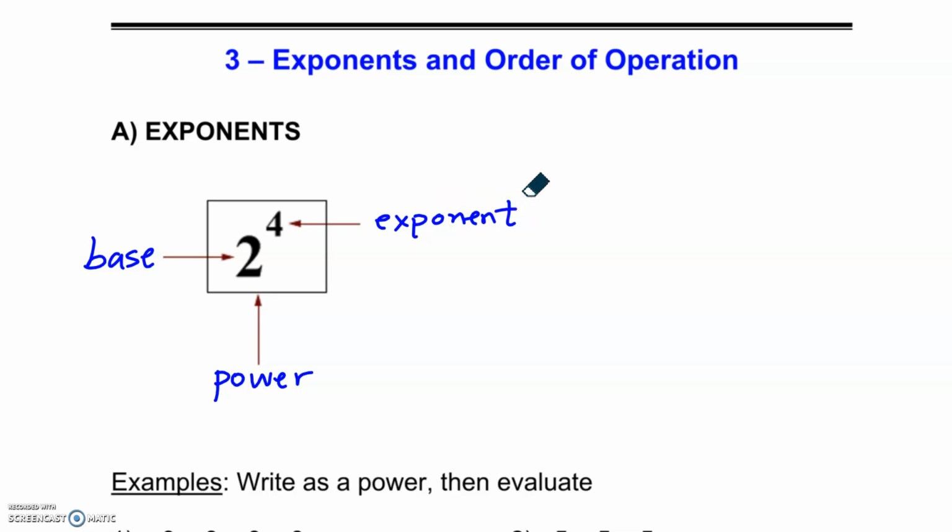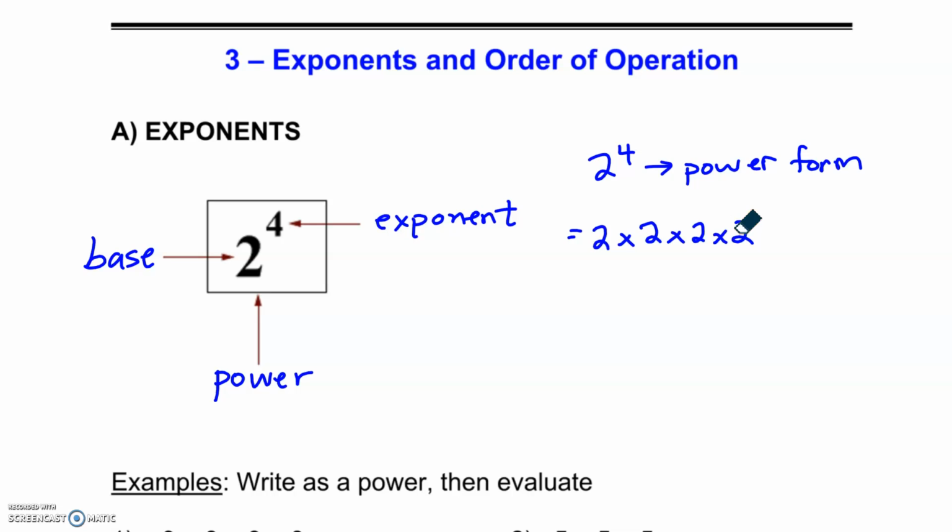There are 3 ways to write an exponent. The first way is the way that we have it, 2 to the 4, and that is called power form. The next way that you could write it is by writing it in expanded form, which means the big number, the base, multiplies by itself however many times the exponent is. So since the exponent is a 4, I write the 2 4 times. 2 times 2 times 2 times 2. That is called expanded form.